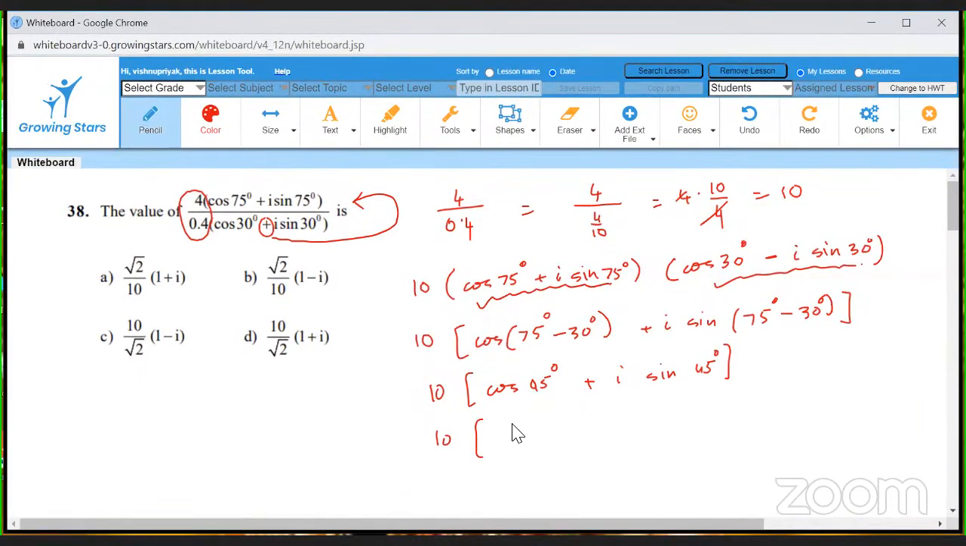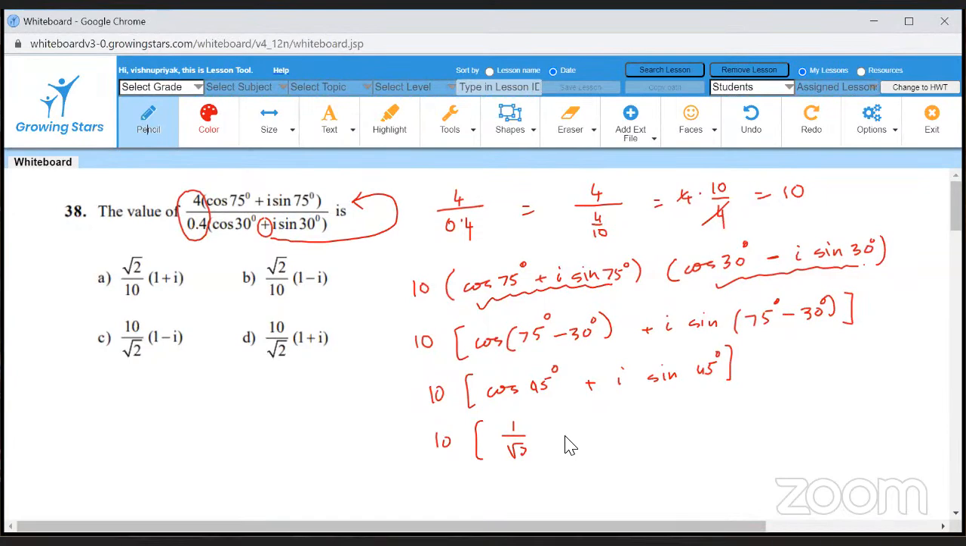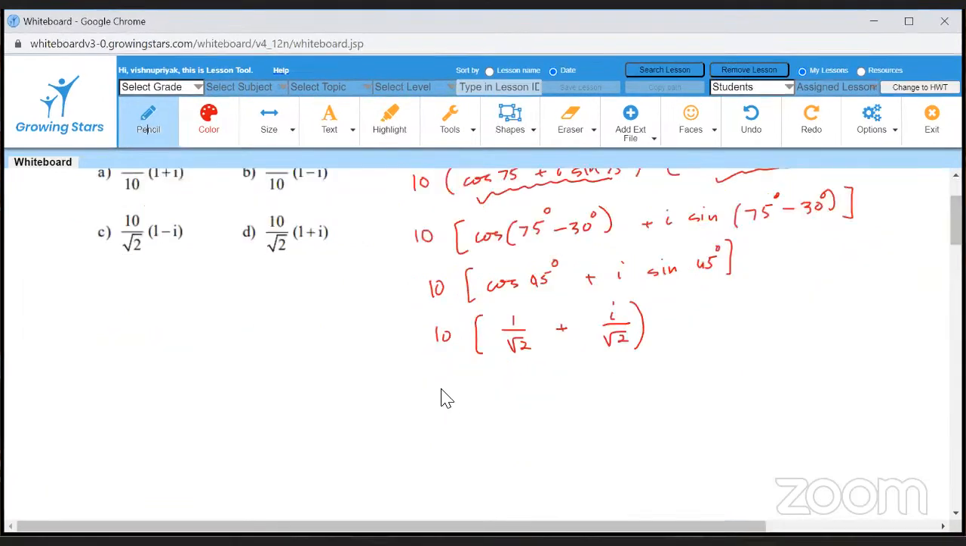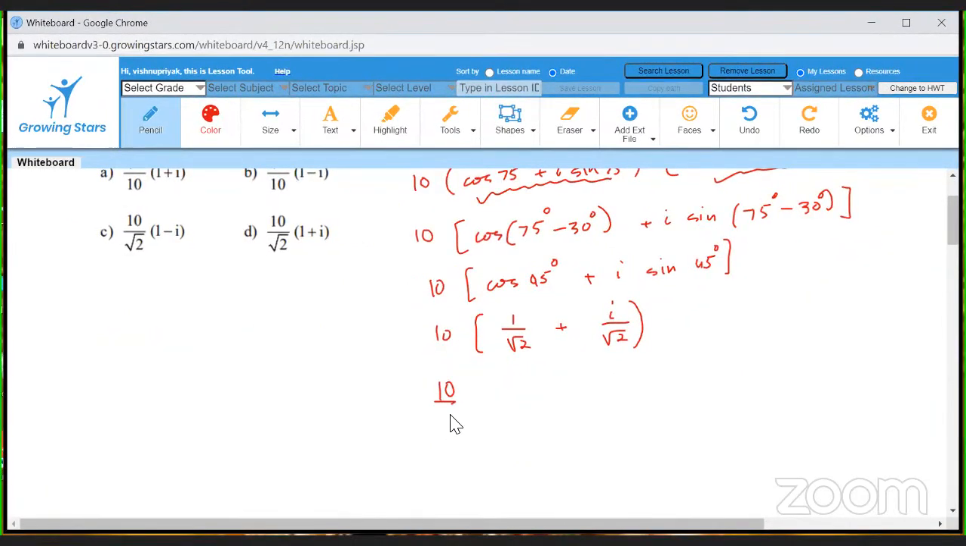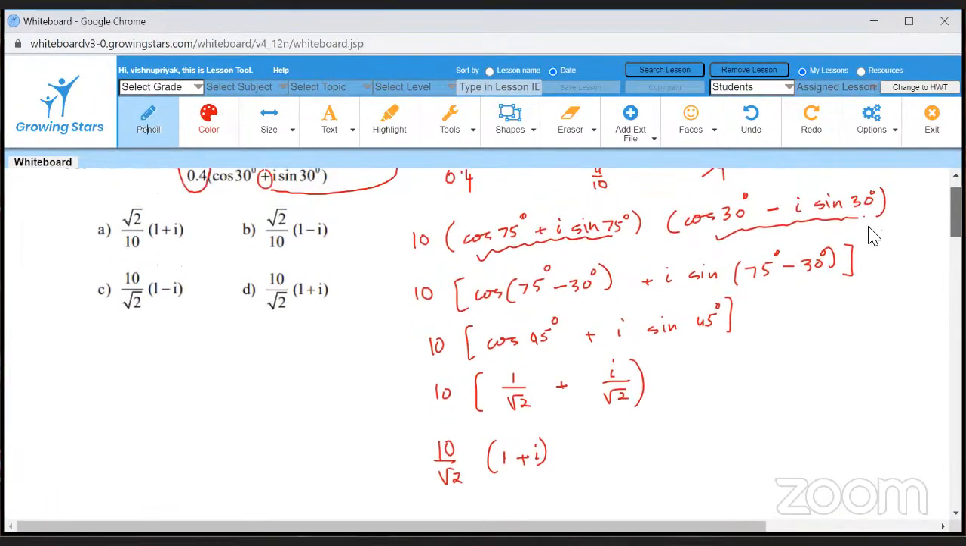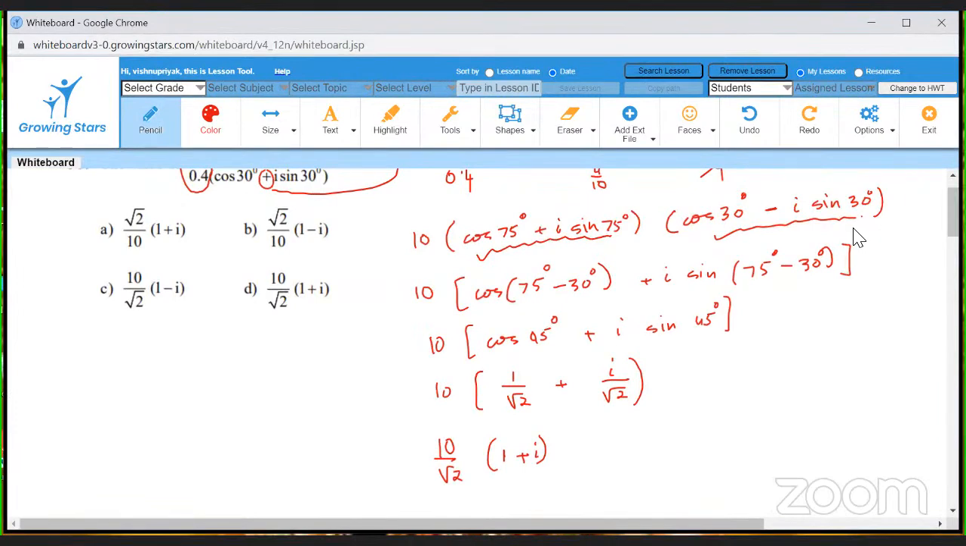Cos 45 degrees is 1 by root 2. Sine 45 degrees is also 1 by root 2. If you take root 2 common, you will have 1 plus i. Root 2 you have to take common in the denominator. So 10 by root 2 into (1 plus i). That means it is option D. Yes, Samrin and Swati, you both are correct.